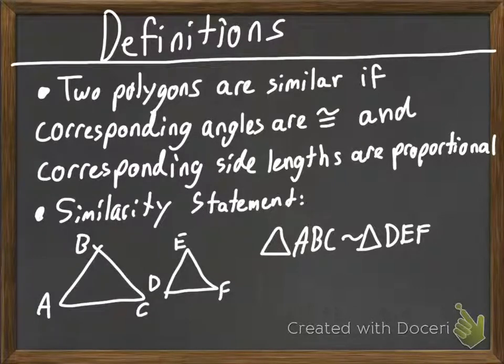So, a similarity statement: if we know that triangle ABC and triangle DEF are similar, we write it like this. This says that triangle ABC is similar to triangle DEF. This little squiggly line means similar.